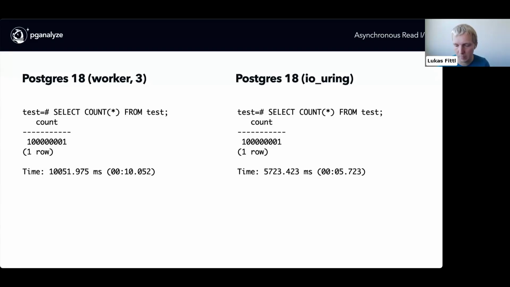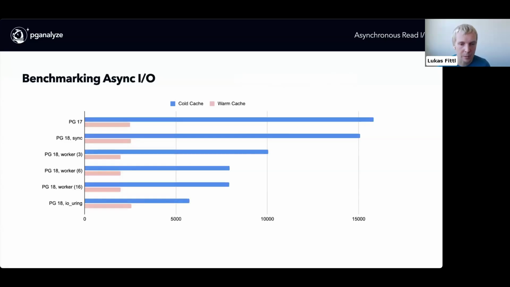So, big improvements here. If we look at this in a comparison chart, again, Postgres 17 and Postgres 18 in the sync method behave basically the same. Blue here is the cold cache test. Red here is the warm cache test. And so we're basically seeing that didn't change. And then the cold cache performance, which is what I referenced earlier, that one improved with workers.